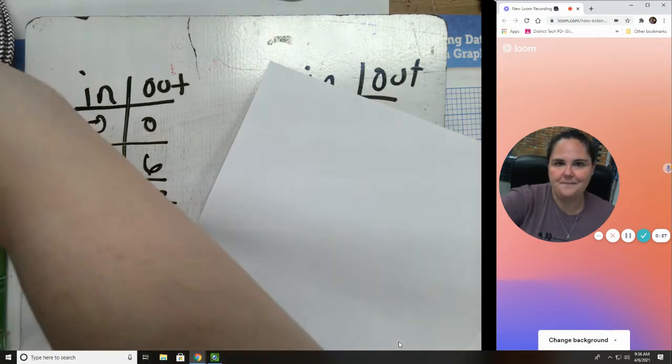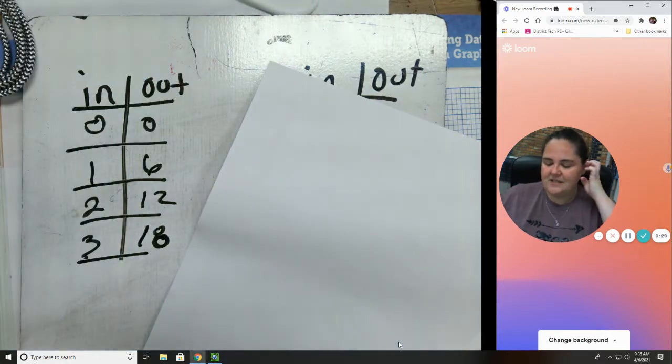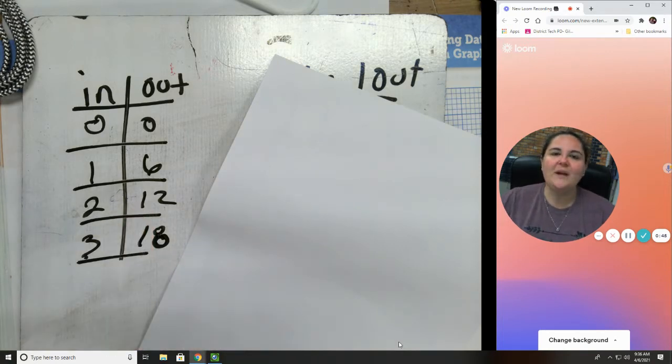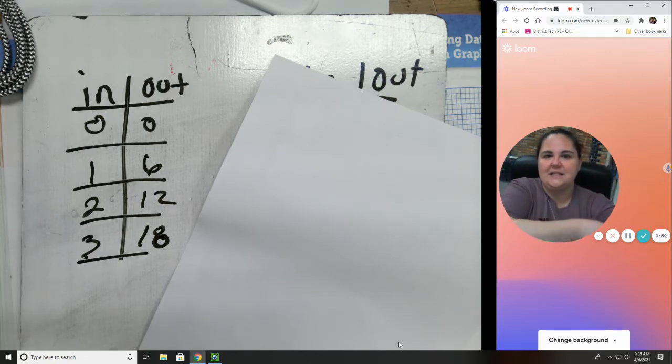So yesterday, for 7.10, we looked at some in and out boxes. We looked at some data. We graphed some data. And then we looked at some rules that we can use to talk about how they relate to one another. Looking at this little graph that I have written out right here for you, we need to figure out how my in data matches the out data.